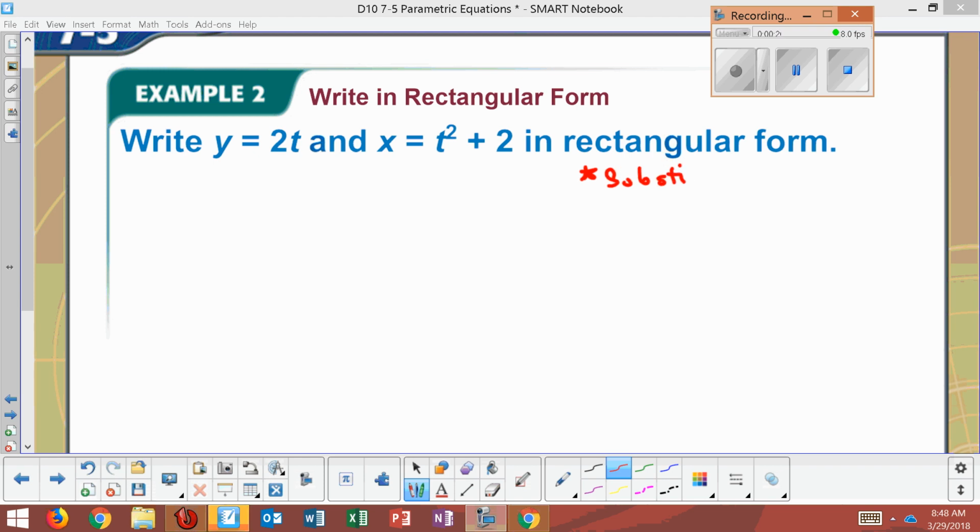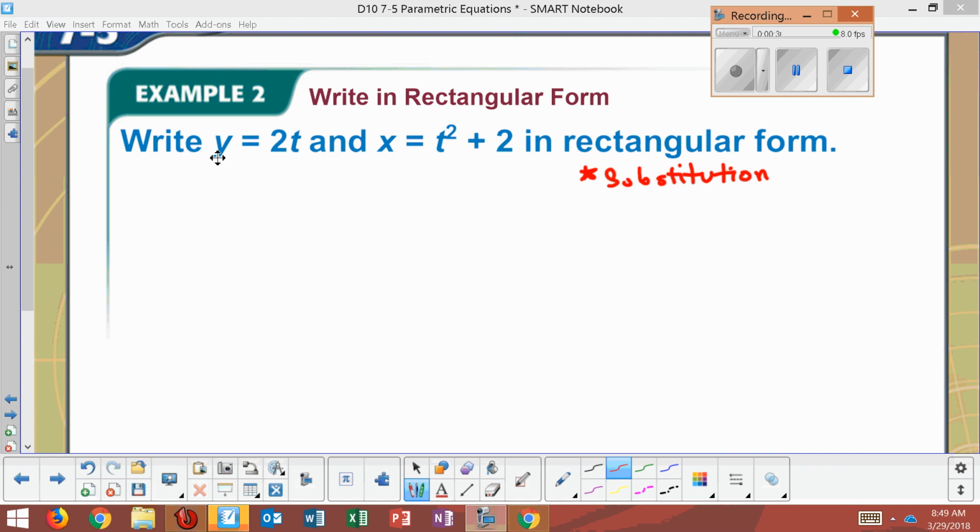What we can do, if we want to eliminate a variable, one of the ways you learned how to do it in the past was substitution. You also learned elimination and things like that. But what we're going to do is use substitution. What we need to do is solve for the variable t.